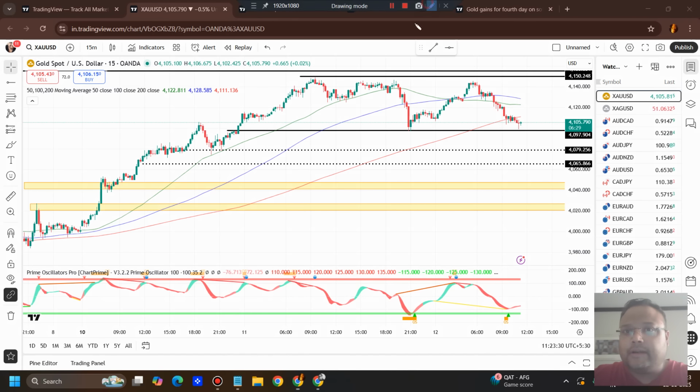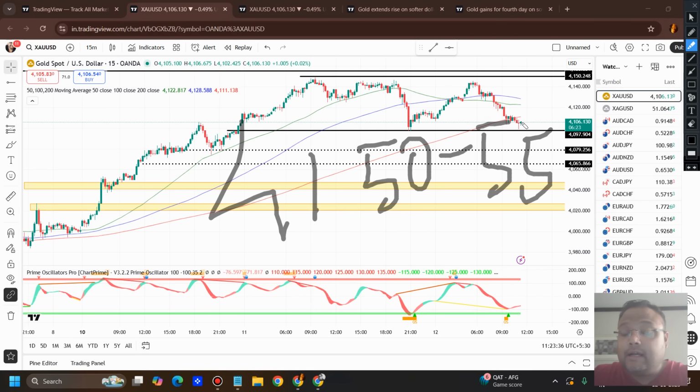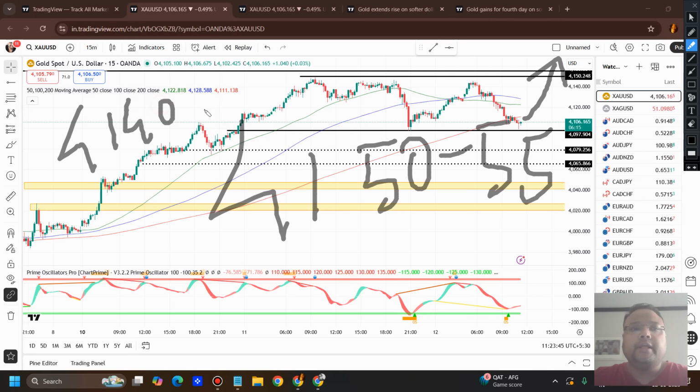And the resistance of 4150, 4155 is still very much valid. During the day, if you see market going up from here, there's a high chance that it will be a false breakout. During the day, my dear friends, if you see market consolidating around 4150, 4145 for 2 to 3 hours, then you can look for a breakout.